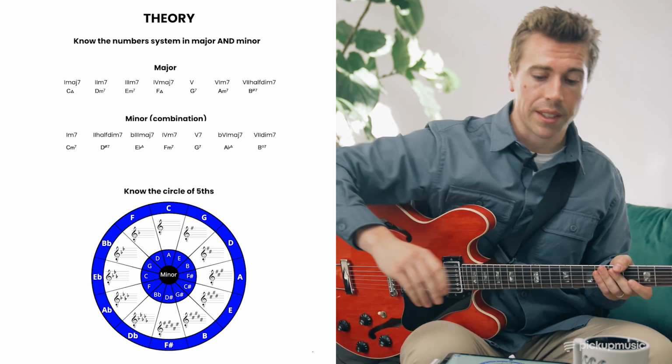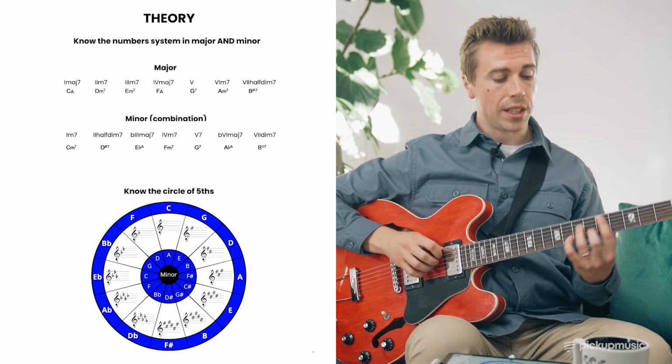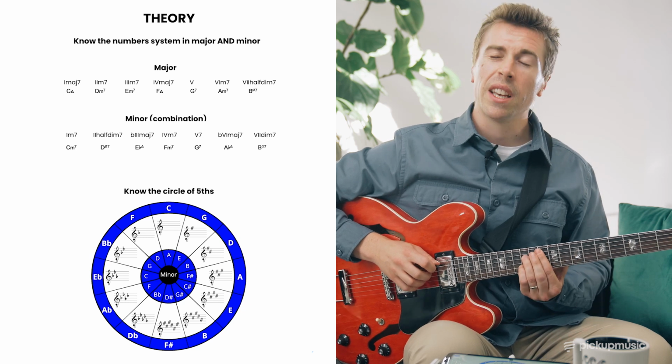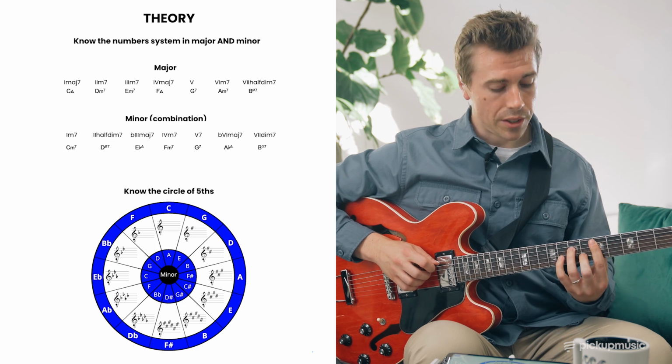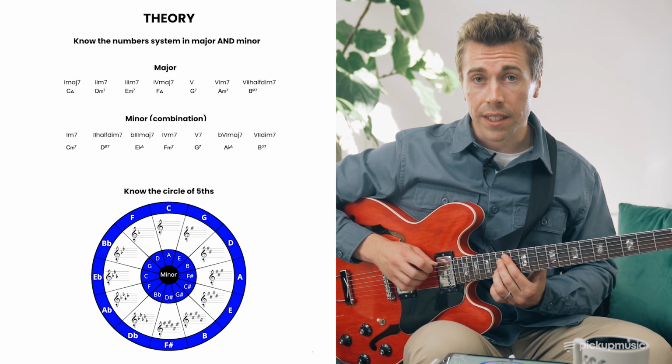So here's the number system in major. We have C major, D minor, E minor, F major, G dominant, A minor, B half diminished, and C, and that is 1, 2, 3, 4, 5, 6, 7, 1.